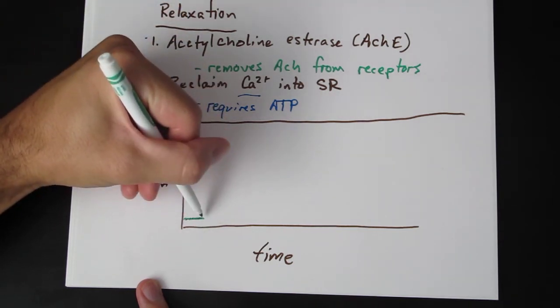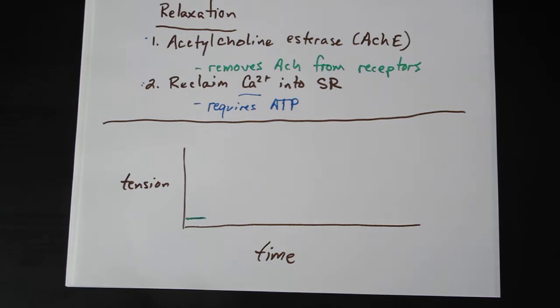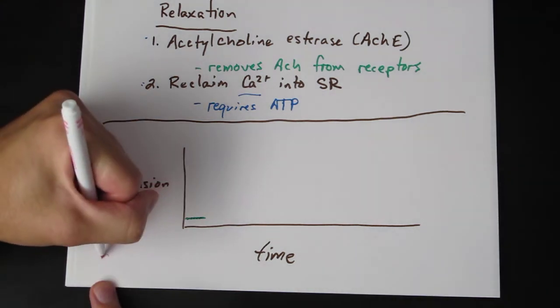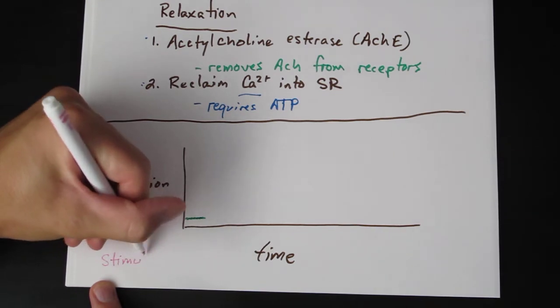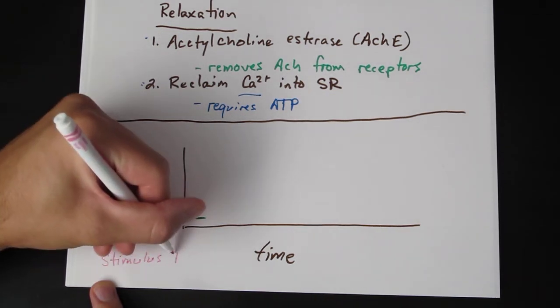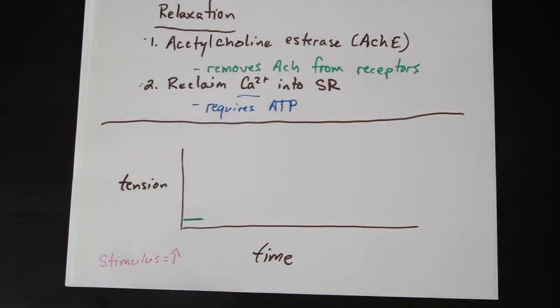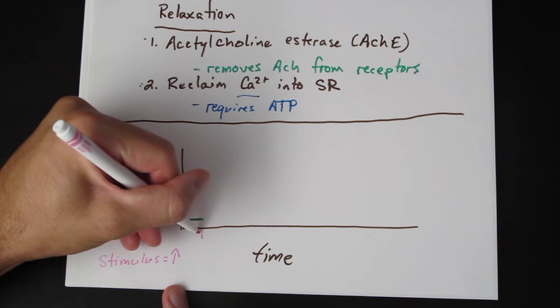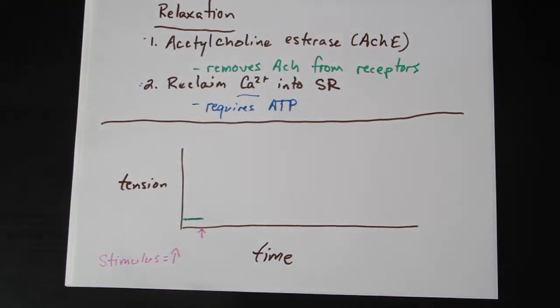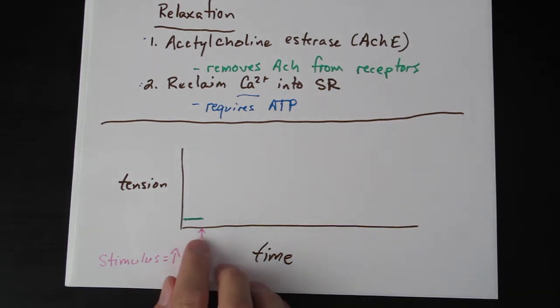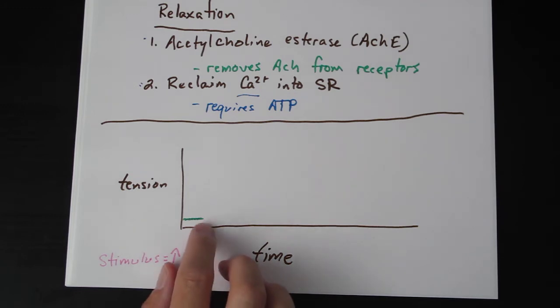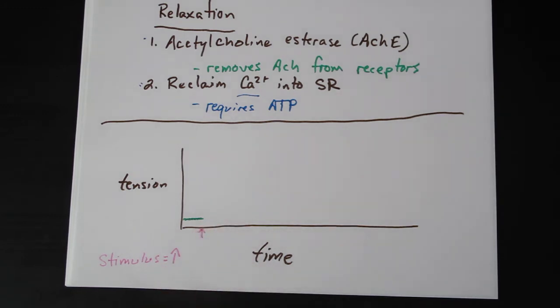And then what we're going to do is stimulate it, right? The stimulus is going to be a pink arrow. It's going to be a pink arrow that looks like this, right? So we're going to stimulate the muscle right here. Okay, we're going to stimulate the muscle right there. Now, do you think that the muscle is going to contract right away? In other words, do you think that we're going to see an immediate rise in tension once we stimulate the muscle?